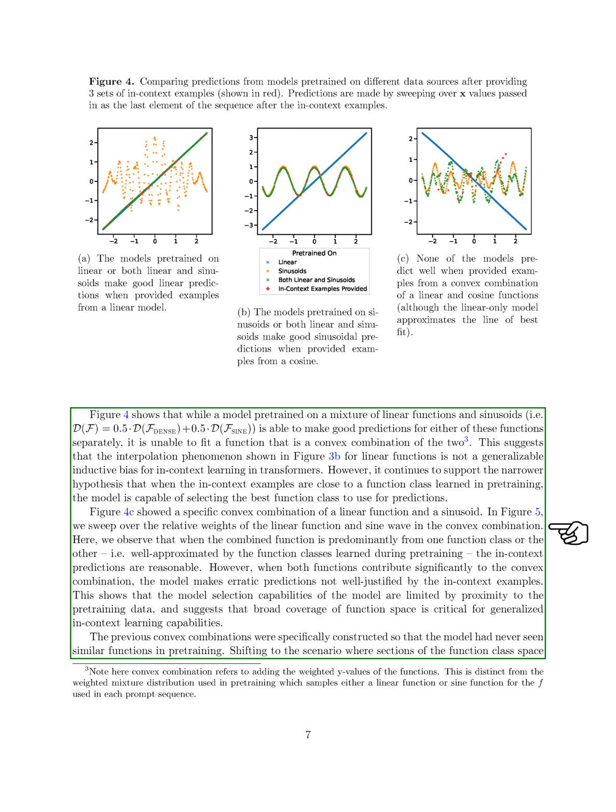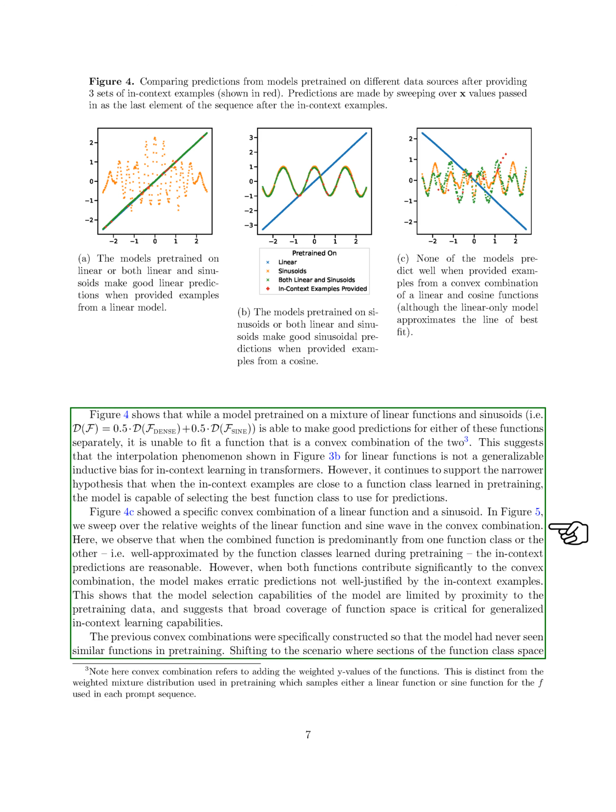We also found that the model's ability to select the best function class for predictions is limited by proximity to the pre-training data. This suggests that broad coverage of function space is critical for generalized in-context learning capabilities. Finally, we found that the model's generalization starts strong and then degrades dramatically as the tasks become so rare as to be out of distribution.